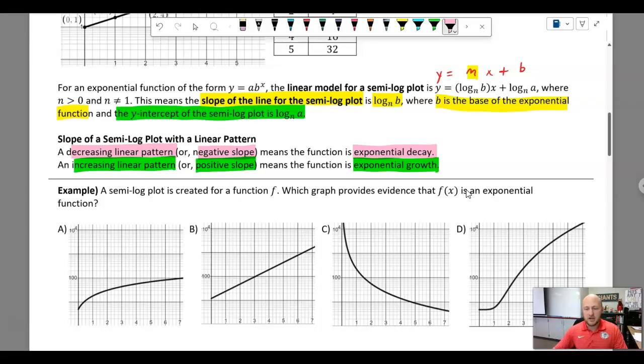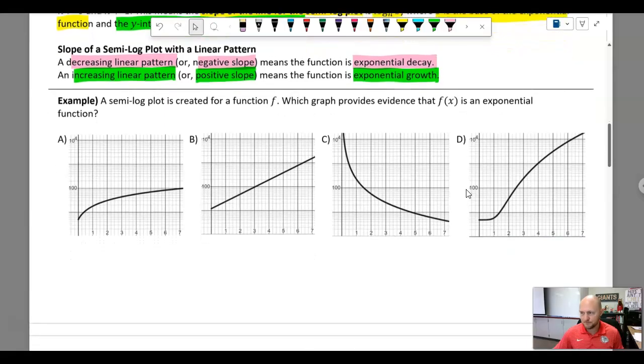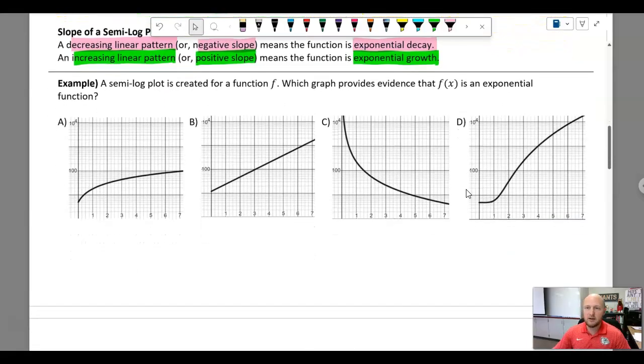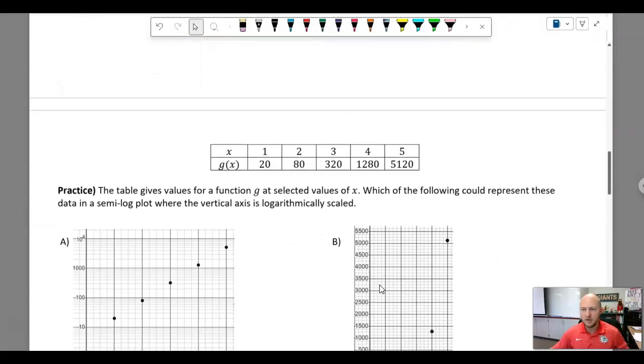So let's go ahead and check out some of these questions that can appear on the AP Precalculus exam. 1. A semi-log plot is created. Which graph provides evidence that f of x is an exponential function? Remember, a semi-log plot will linearize. It'll make an exponential curve look straight. So if we have a semi-log plot, we're looking for a straight or a linear function. That is going to be b. Very easy, nice and easy.